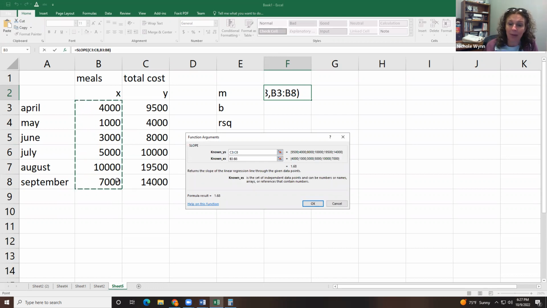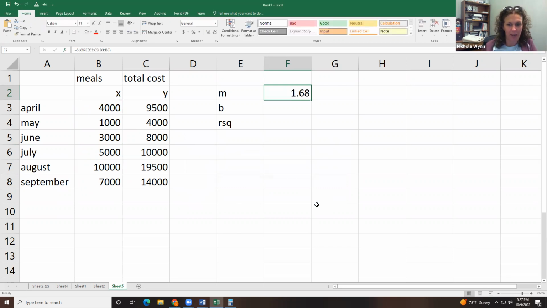So now it's giving me my m. This is the best m possible. This is the perfect m for all of my data points, minimizing the error. And my m is 1.68. Okay, so that is your slope. Okay, so that's the name of that function, your slope.